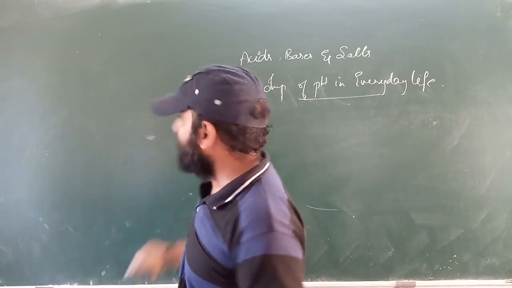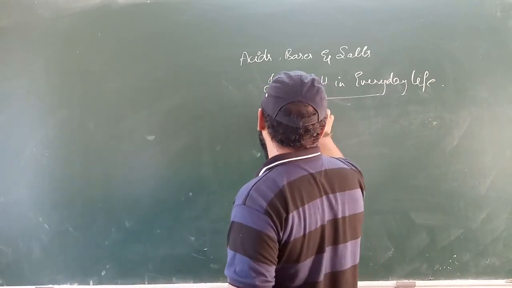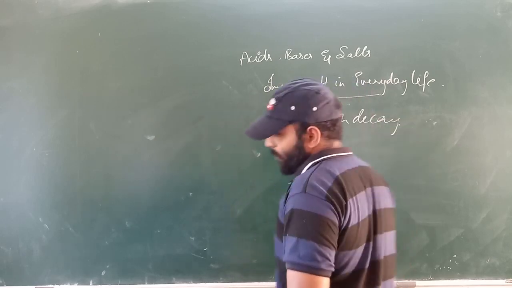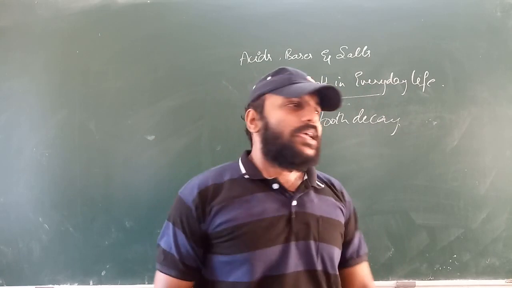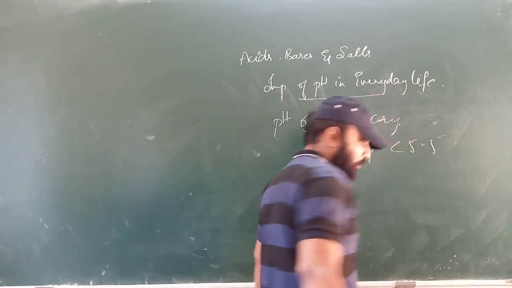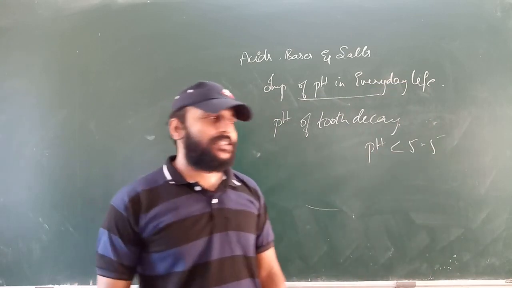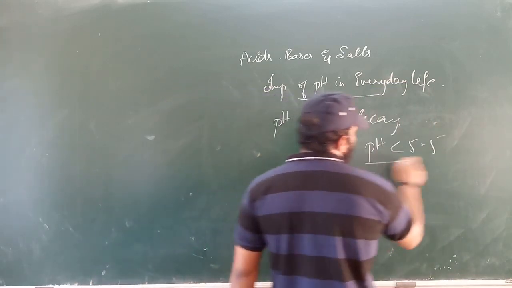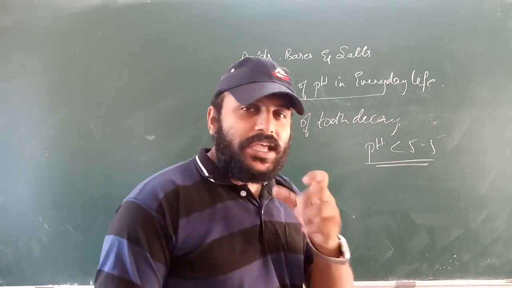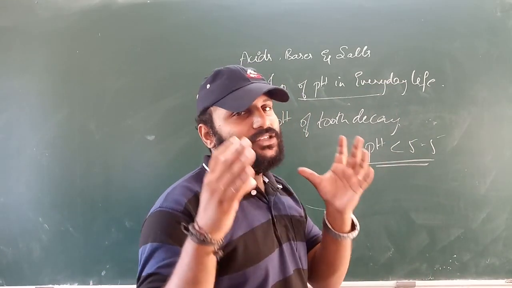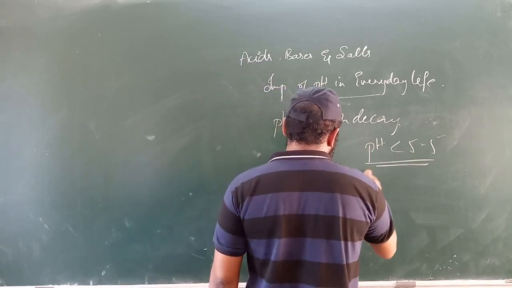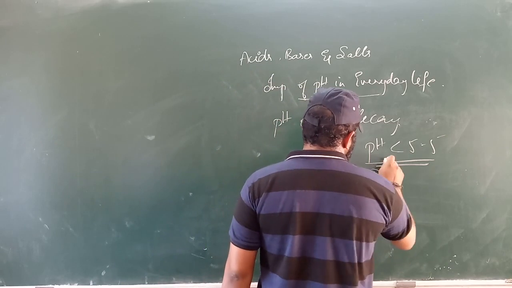Next one is pH and tooth decay. Tooth decay will happen if the pH value is less than 5.5. Acid rain is 5.6. If the pH value is less than 5.5, it will lead to tooth decay. Our tooth enamel is made of the strongest substance in our body. What is that? Not calcium carbonate, calcium phosphate.